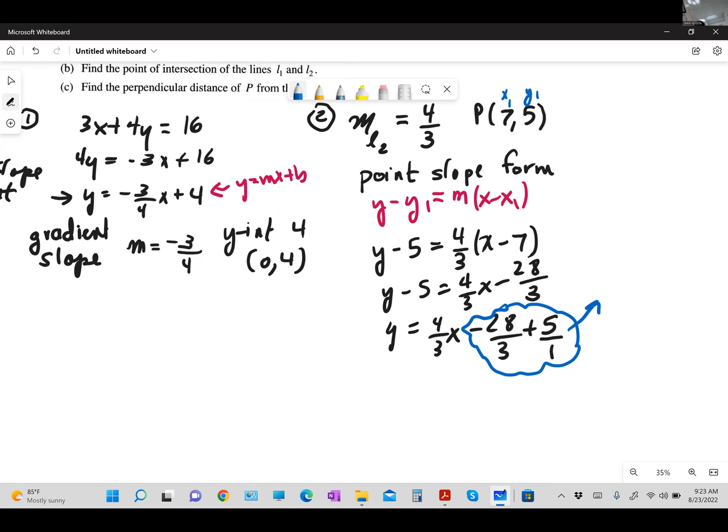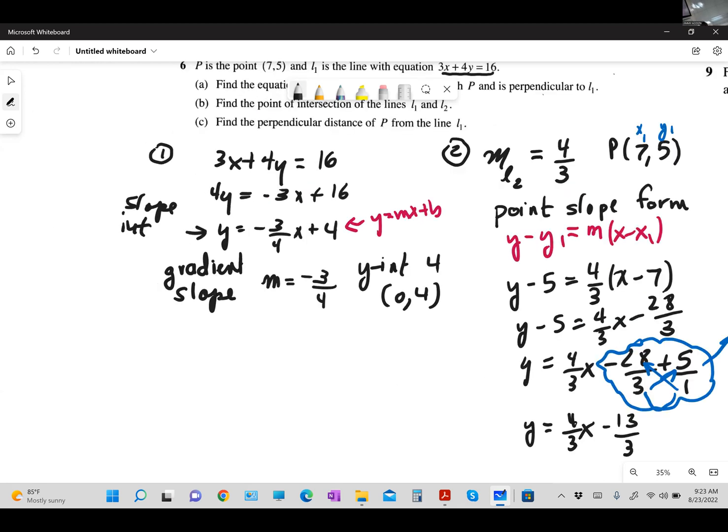So we've got negative 28 over 3 plus 5 over 1. So what's 1 times negative 28? That's the criss. Let's go cross. What's 5 times 3? And then we do happy face. What's 3 times 1? Okay, good. What's negative 28 plus 15? Negative 13 over 3. So I may go ahead and write this as y equals 4/3 x minus 13 over 3. And that is in slope-intercept form. So this you could say is part A.